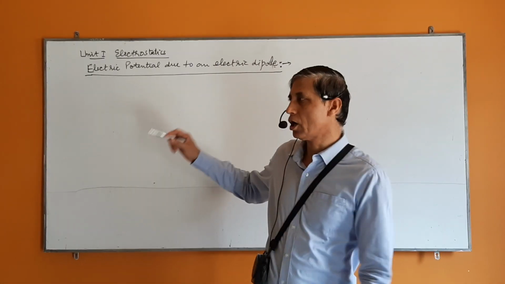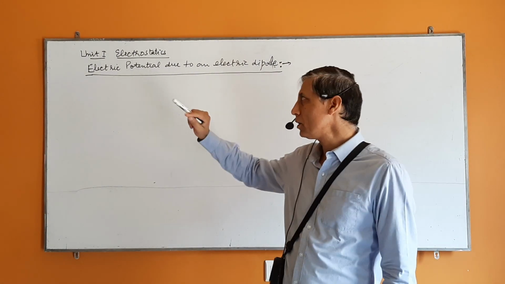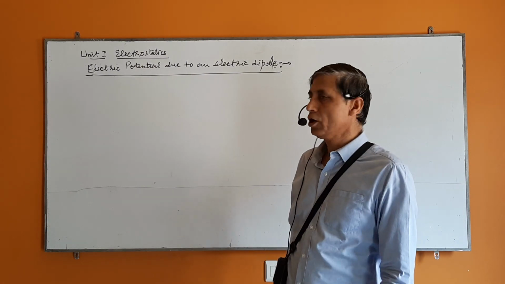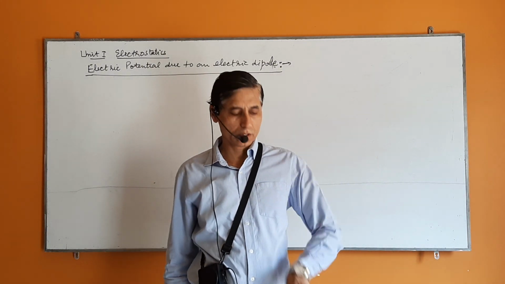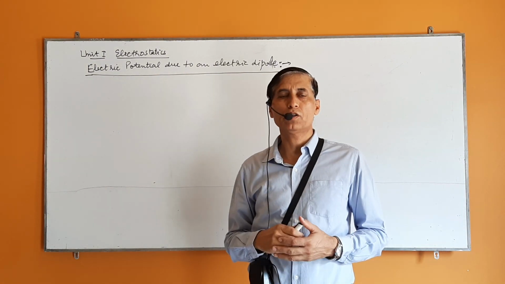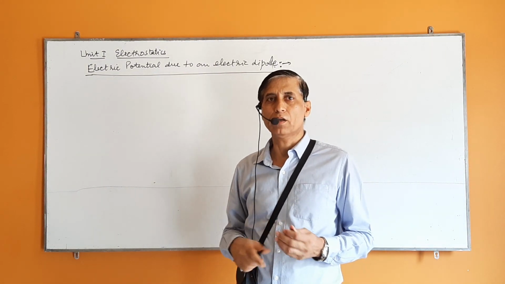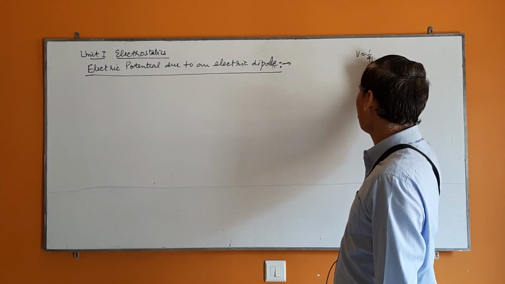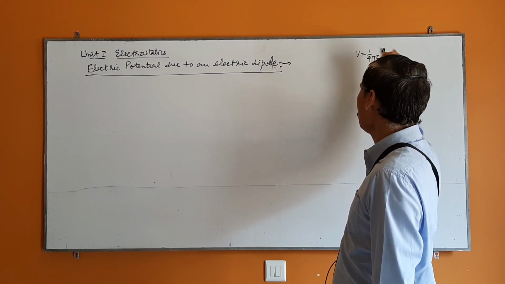Now we are going to start the next topic today, and the topic is electric potential due to an electric dipole. In the previous lecture, we have studied electric potential difference and electric potential. What is electric potential due to a point charge? 1 upon 4 pi epsilon naught q by r.